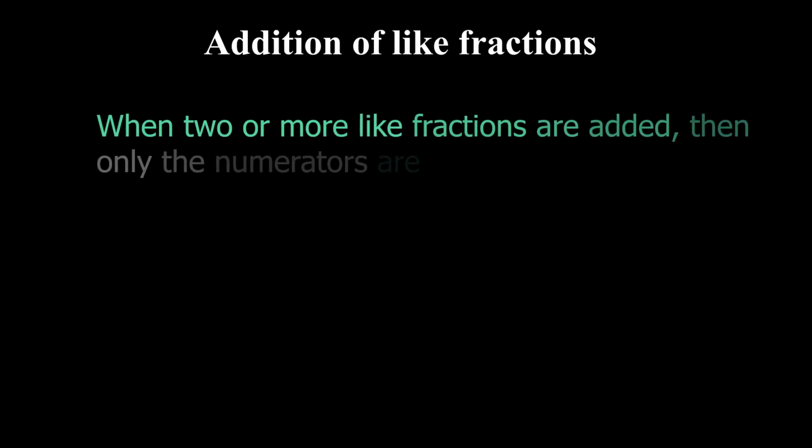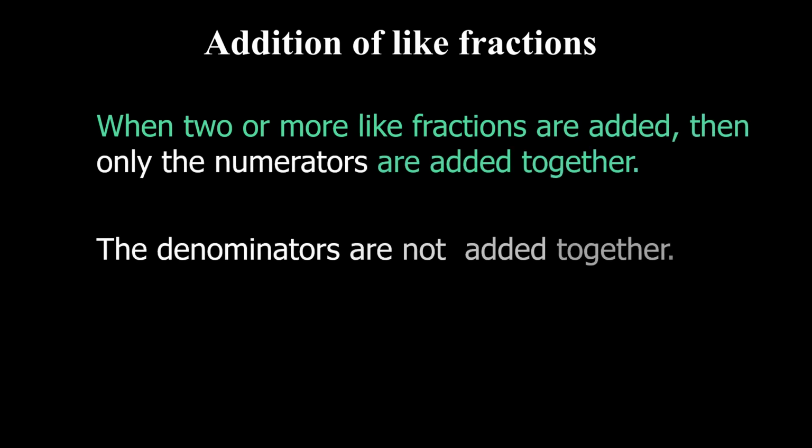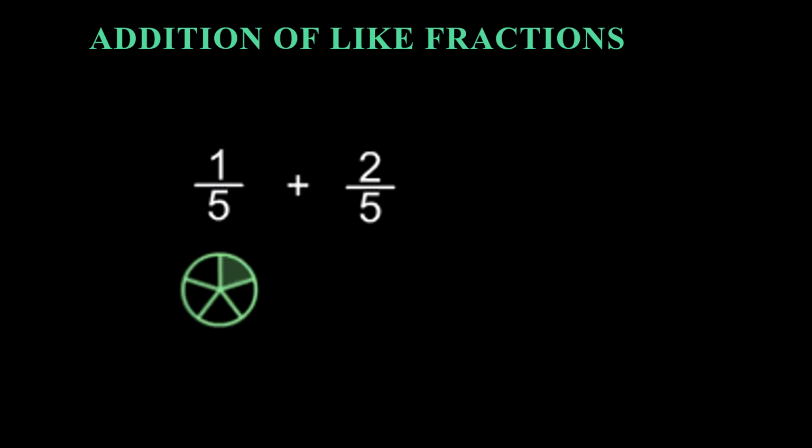Now, addition of like fractions. So it is very easy to add like fractions. When two or more like fractions are added, only the numerators are added together. Okay, so the denominators should not be added. So shall we do one sum? 1 by 5 plus 2 by 5. Don't add the denominators. First look that the given numbers are like fractions. Okay, so 1 by 5, 2 by 5.